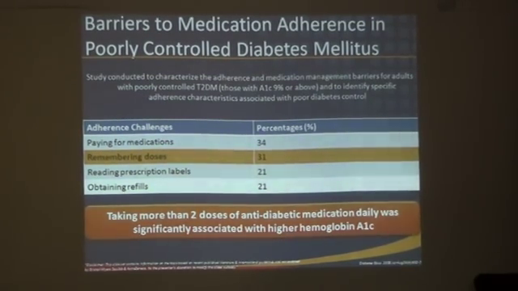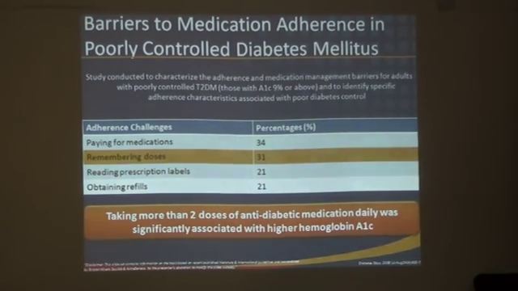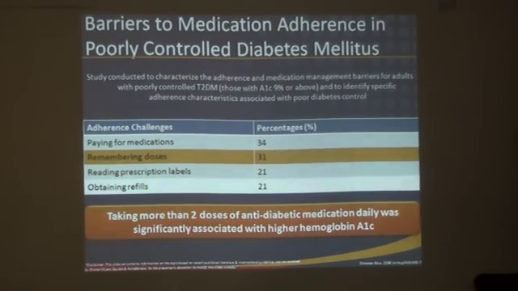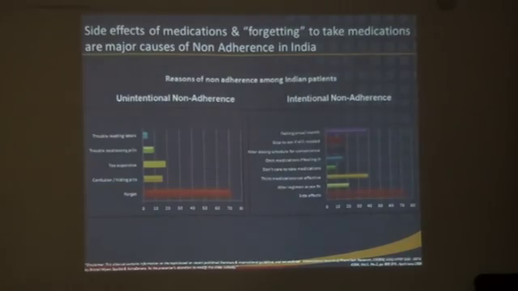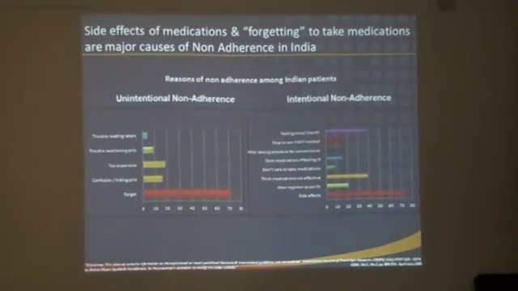So remember, I think in your hospital you must have computers, so you can give a computer printout to the patient. Sometimes you might even write in your mother tongue, maybe Bengali or Hindi, to explain it to the patient. Another barrier is obtaining refills, that means getting repeat prescriptions. The medicine finishes and they cannot go to the shop to buy them, or they don't come to you to get a repeat prescription. So medicine is missed because of this. Taking more than 2 doses of anti-diabetic medication was associated with significantly higher HbA1c. So you have to make it very simple for the patients.